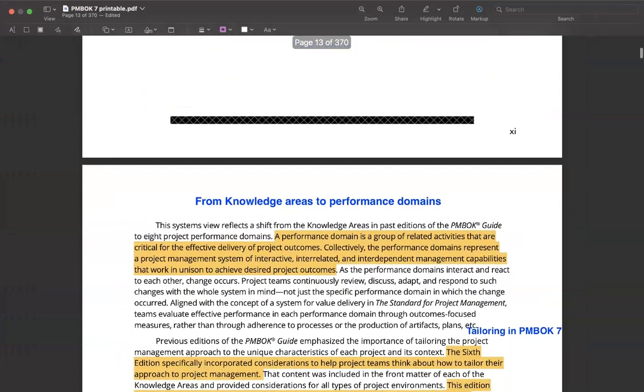Moving on, I basically want to talk about performance domains. If you remember, in the 6th edition of the PMBOK, we had the 10 knowledge areas. What PMI has now done is that they have moved from knowledge areas to something called performance domains. So let's look at what PMI defines a performance domain as.